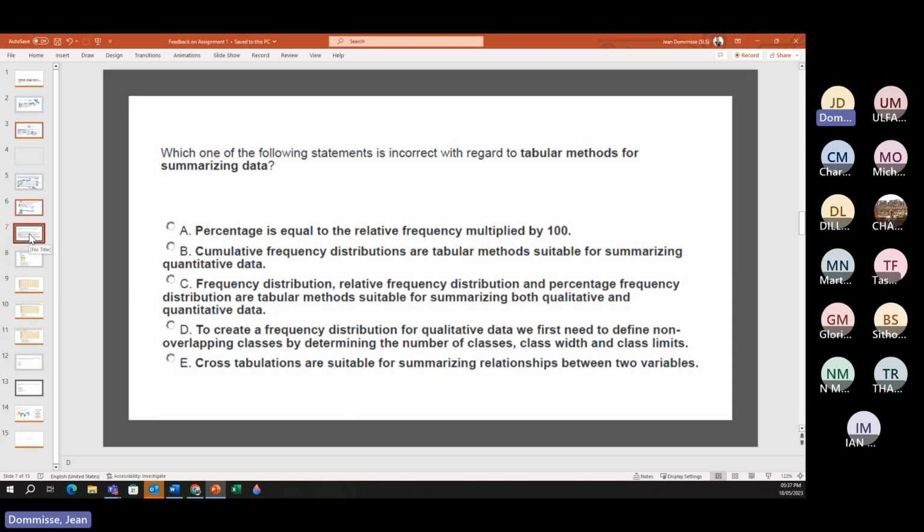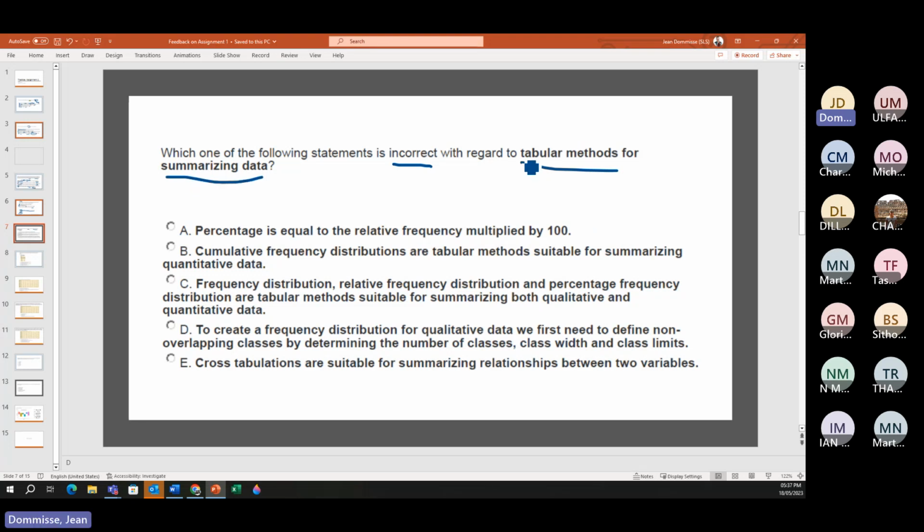I don't think we'll use all of our 2 hours tonight, but this is just so that you can get a good practice in of what might be in your assignment 1. Okay, so which of the following statements is incorrect with regard to tabular methods for summarizing data?